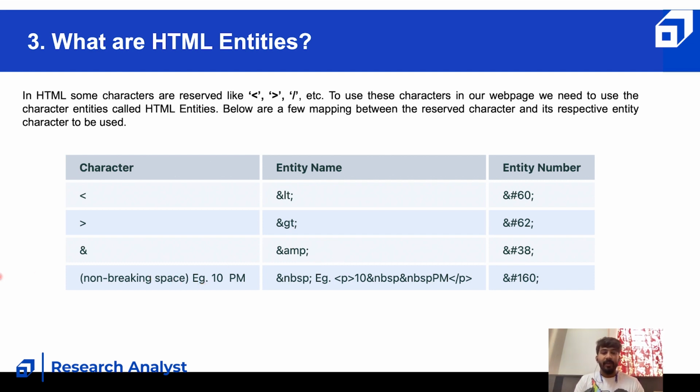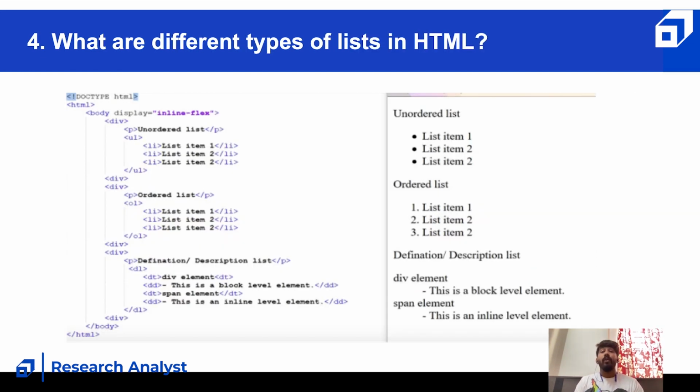And then non-breaking space. So this basically is whenever you leave a space, right? The browser considers it as a single character and leaves the space in the browser. But if you want additional spaces, you can include a non-breaking space using these particular entities. Okay, done.